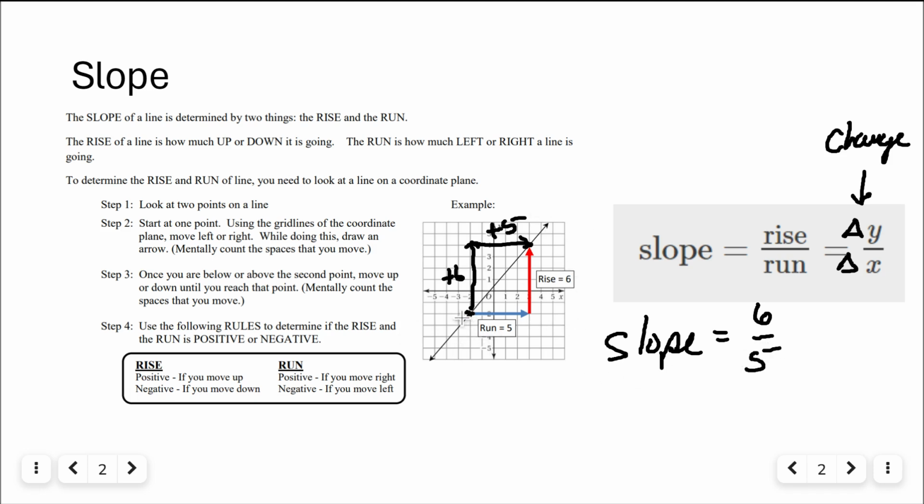Okay, it doesn't matter whether you go left and right first or up and down first. I prefer to go up and down first because the rise or the change in y is in the numerator, and that's the first number there anyway.